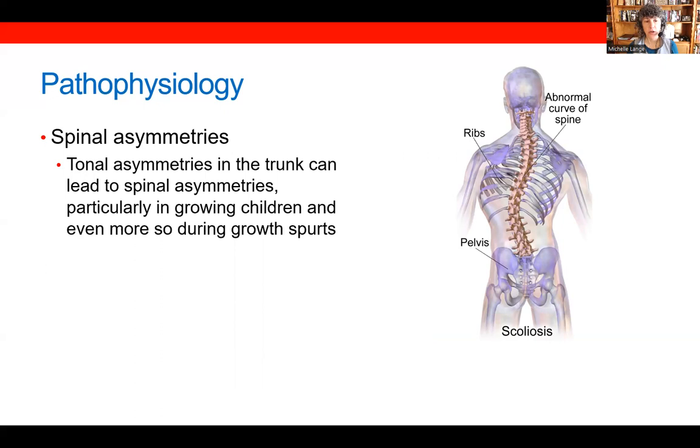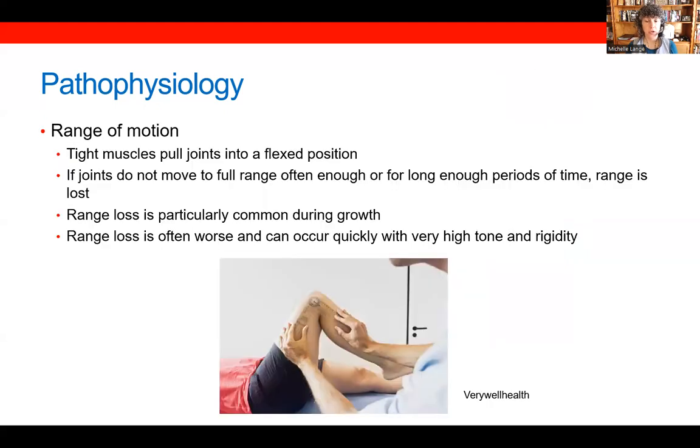We can also see spinal asymmetries. So if there's more tone on one side of the spine than the other, it's going to pull on that side of the spine, and that shortening of those muscles leads to a chronic position in asymmetry, and before we know it, we have a spinal curvature. So this is particularly common in children, especially during growth spurts. In combination with these asymmetries in tone, we also have the impact of gravity and perhaps inadequate support for somebody who isn't able to keep their trunk upright against gravity.